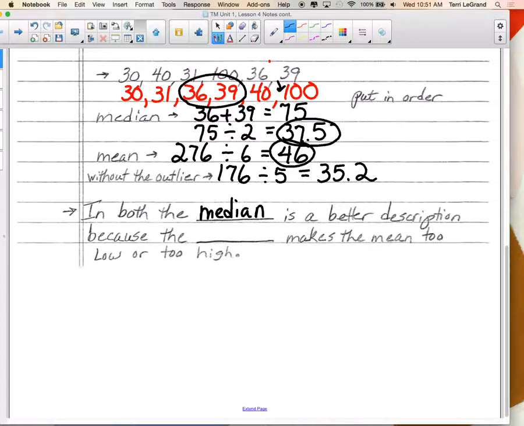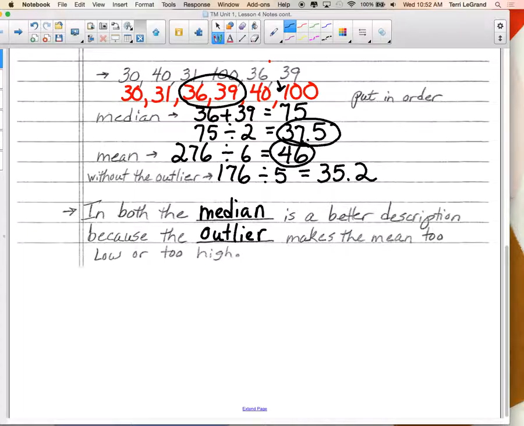So the median is a better description because the outlier makes the mean either too low or too high. It throws the mean off. So when there's an outlier, we probably want to count on the median as being a better descriptor of the data than the average, the mean. Does that make sense? When there's an outlier, we should talk about the median rather than the mean.